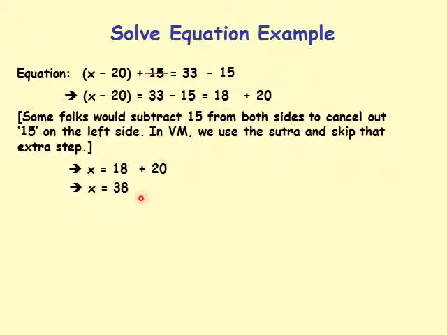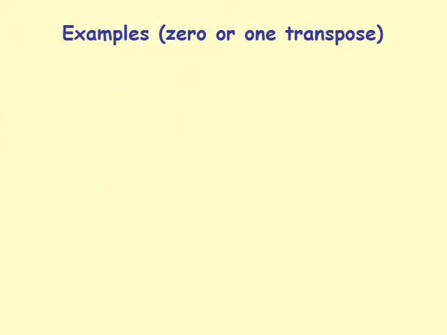I just wrote that, and x is 38. I do go through a number of steps here, and with practice you would start to combine steps. Let's do some examples. x equals 6 plus 3, no transpose required. Everything that's constant is on the right side. 6 plus 3 on the right is 9, so x is 9, which we solved by observation.